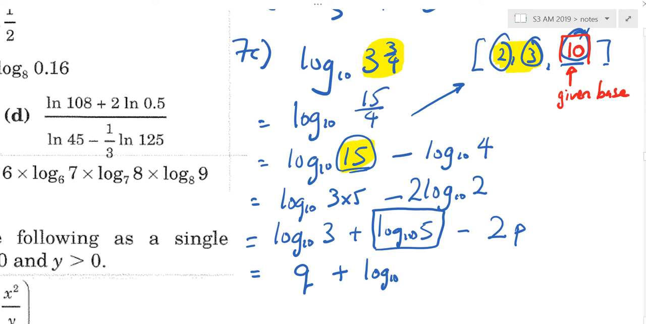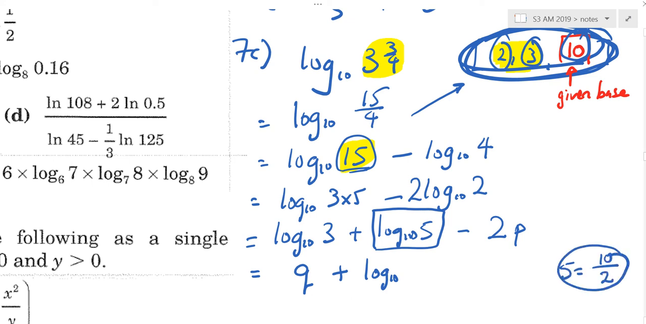2 times 3 times 2 will not give you 10. 2 times 5, no good, because in these 3 numbers there is no 5. You need to create 5. 10 times 1, no good, because 10 times 1 is not equal to 5. Very good, 5 is equal to 10 divided by 2. So you've got to make use of 10 and 2 to create 5. So this is 10 over 2.